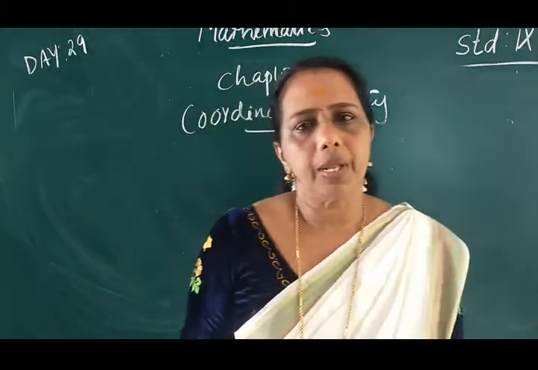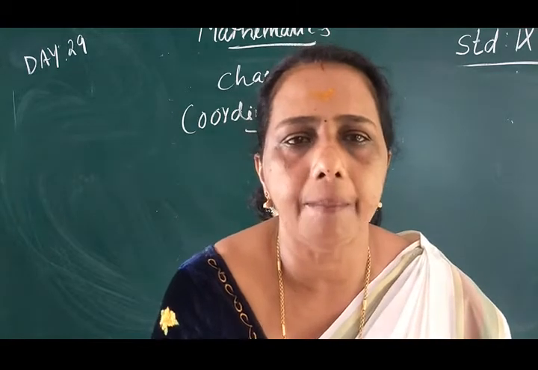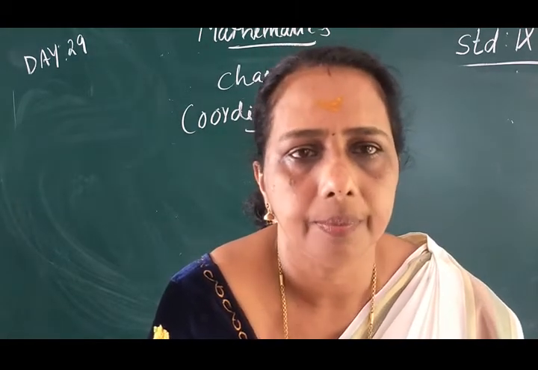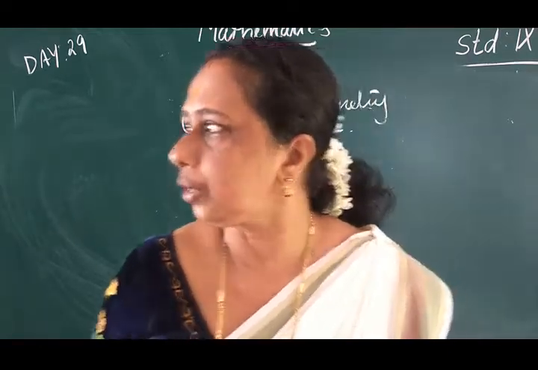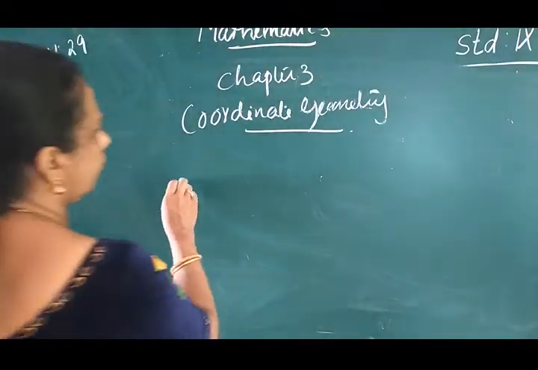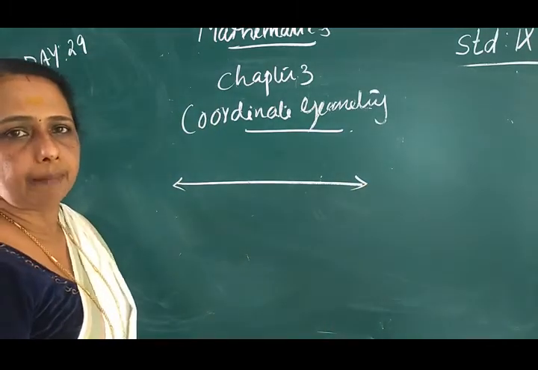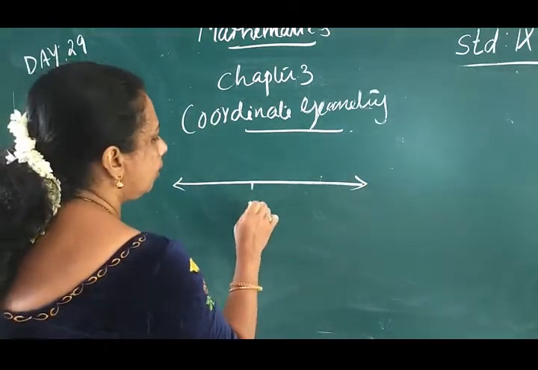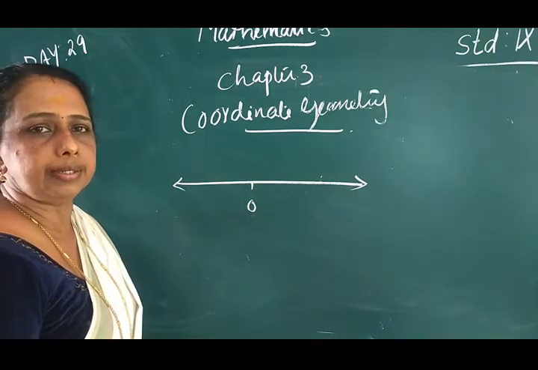I recall your previous knowledge. You already studied how to represent numbers on a number line. Listen, on a number line we have to represent the number 3. How can we represent it? A number line includes positive numbers, negative numbers and 0.